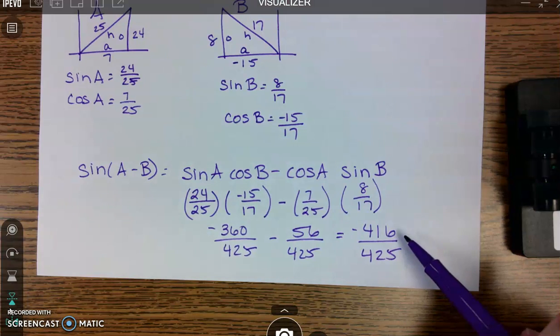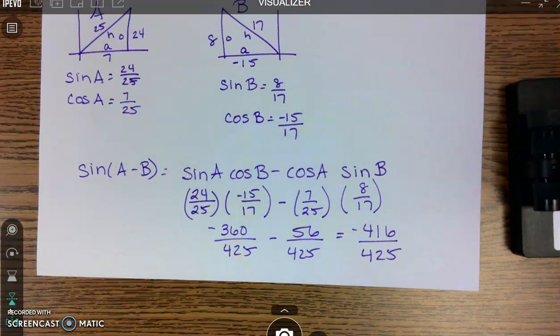FYI, your top number should never be bigger than your bottom number. I hope this helps. Good luck on your final.